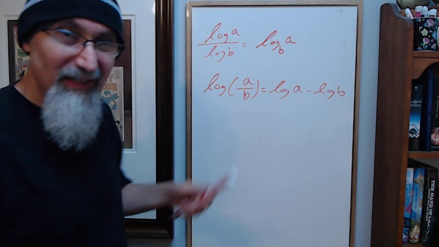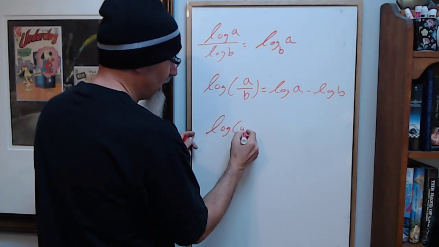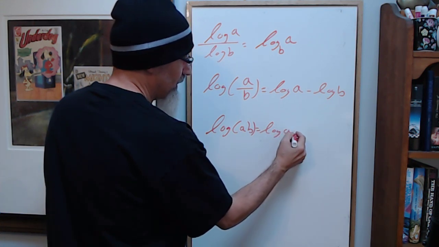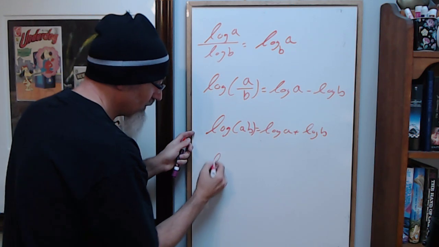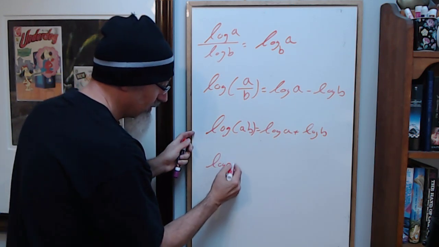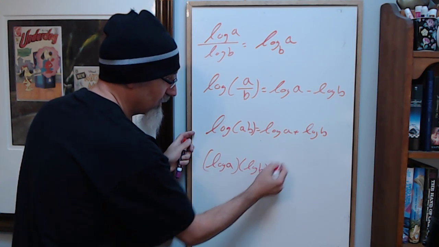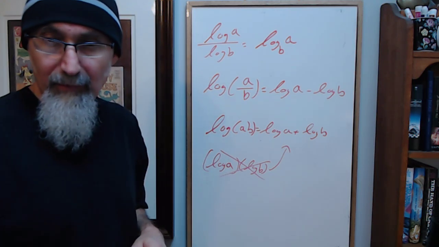So it's equivalent to writing this. So we wrote down log AB is equal to log A plus log B. But that doesn't mean log A times log B is equal to that. That is not correct. Okay.